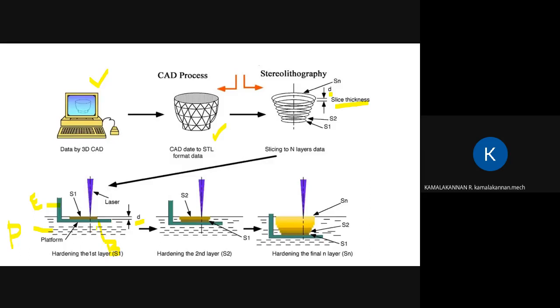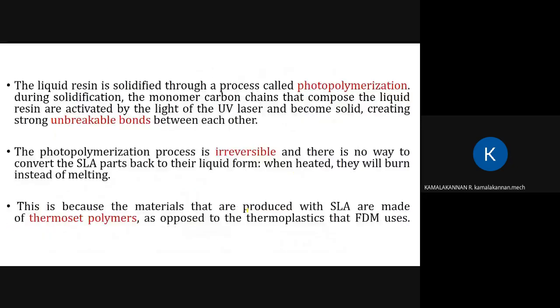Once cured, this elevator will move downwards. How much it will move depends upon D, because S2 also will have the same thickness. The process will be repeated until it reaches the slice of N number. Once it reaches the final process, we will get the part. So this is what the stereolithographic process is. Okay, guys. So now we'll come here.